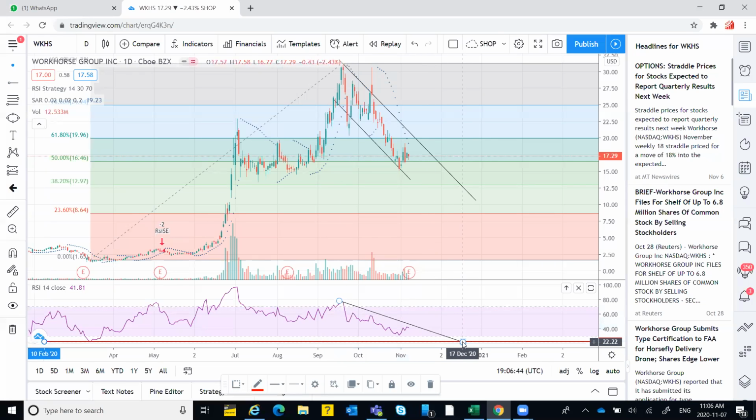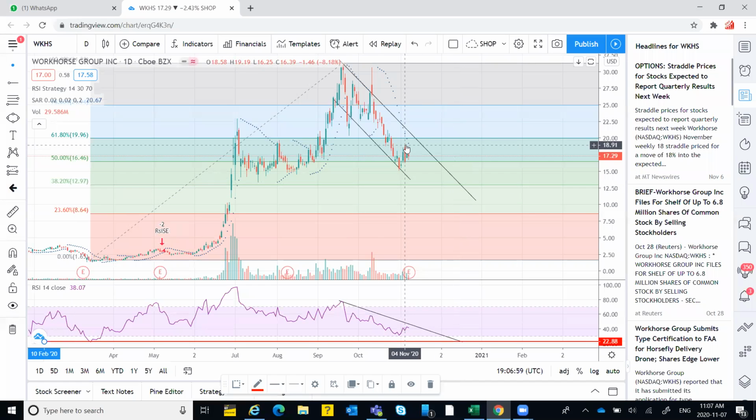So if the RSI comes at this level, imagine what the price would be. RSI 18 comes here, so the price will be somewhere around here, 13.43. The next support level is 12.97, 13.